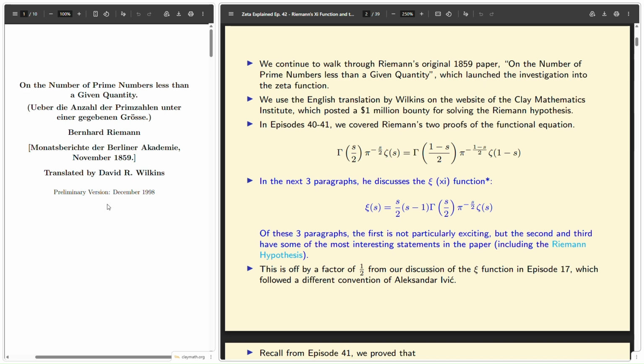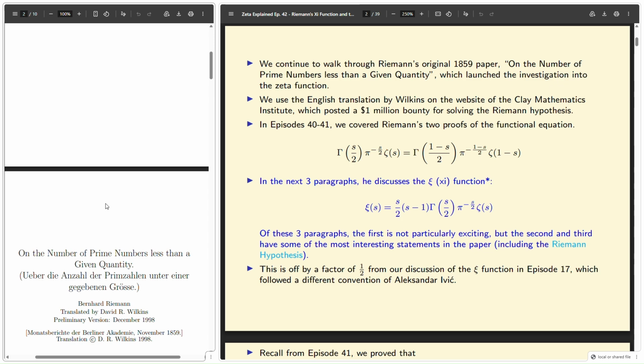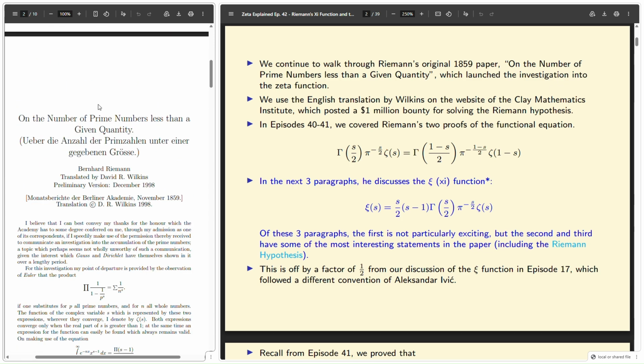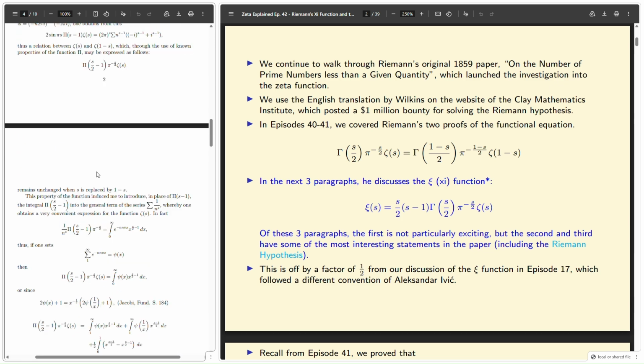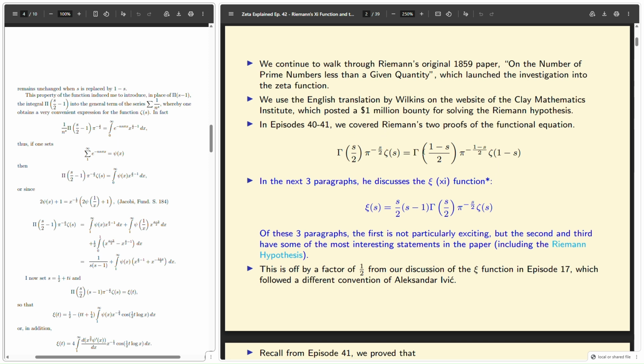And on the left here, we have the Wilkins translation, and I'm going to scroll down to where we left off last time, so this is where the paper begins. And then last time we covered this thing called the functional equation, in the last two episodes actually. And in episode 41, we in fact covered this proof of the functional equation. So this is the second proof. And now we're kind of into the real meat of this paper. So today we're going to cover the next three paragraphs of this paper, where he discusses the Xi function.